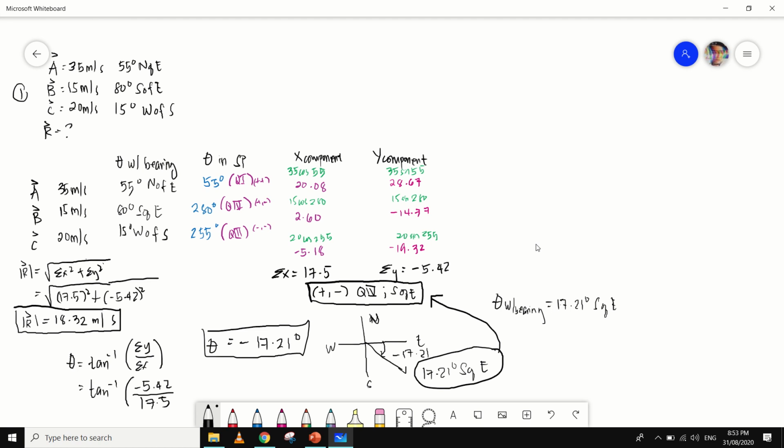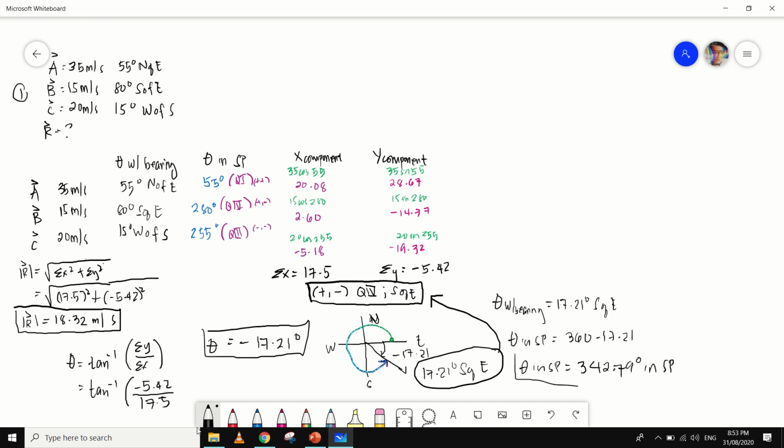Now, we can already solve for the angle in standard position. Now, angle in standard position is from the east going to this direction right here. So, dapat siya naglagpas ng 360. So, we can just subtract 360 minus 17.21. So, angle in standard position, what we did is 360 minus 17.21. You'll be having a value of 342.79 degrees in standard position.